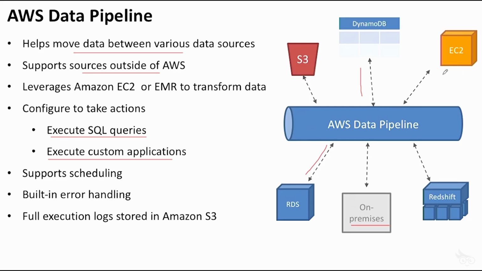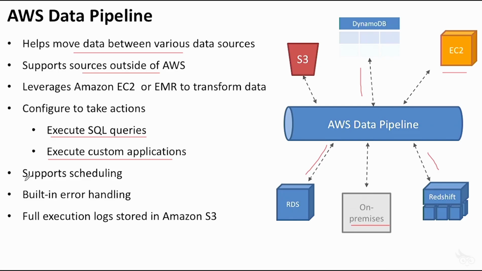So perhaps we have custom applications running on EC2 that pull data from somewhere or generate some kind of data from an external API, do whatever processing that they do, and then Data Pipeline can facilitate the moving of that data from our application to perhaps Redshift or back to DynamoDB.